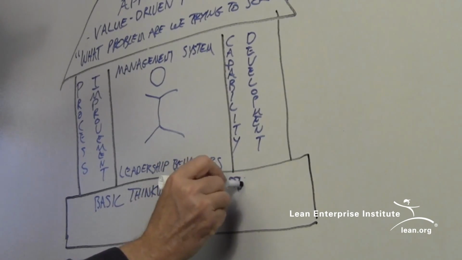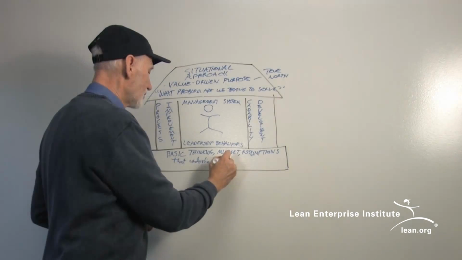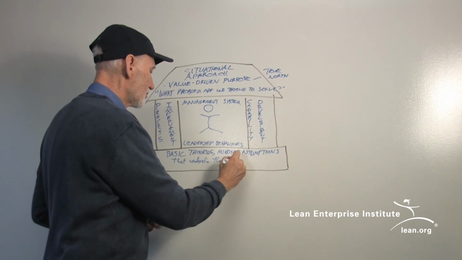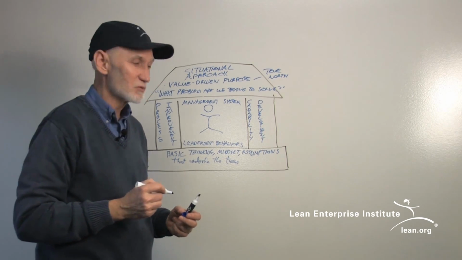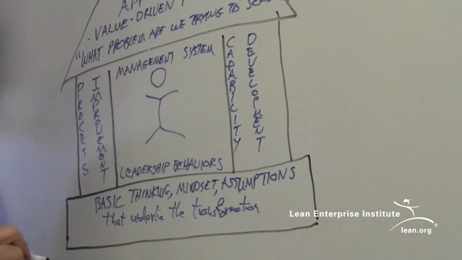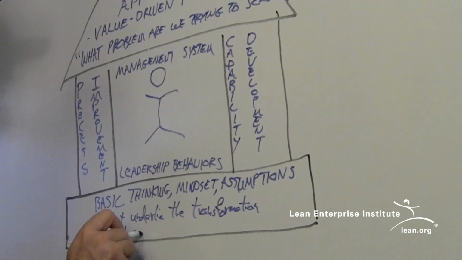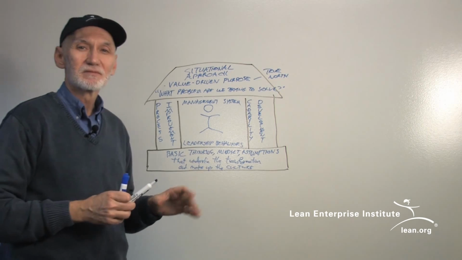That underlie or drive the transformation. What are the basic beliefs I have about how transformation works, or about how businesses work, or about how the world works that underlie the transformation? Then I'll also add and constitute the culture. So the lean transformation model deals with these 5 dimensions.